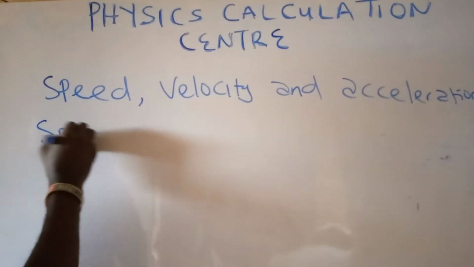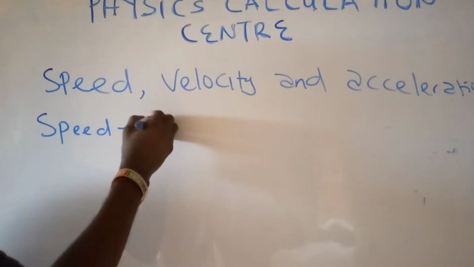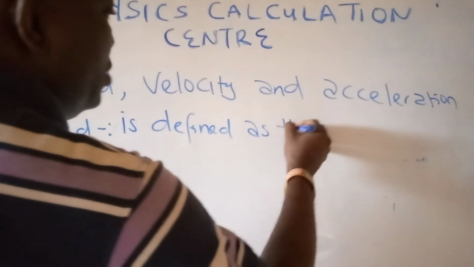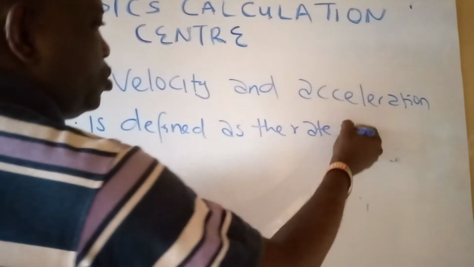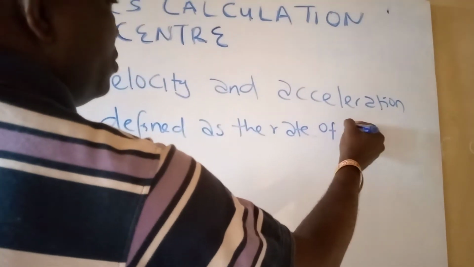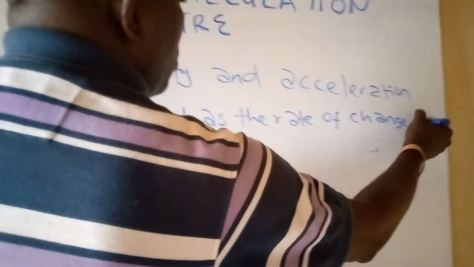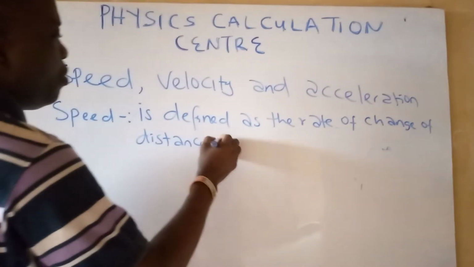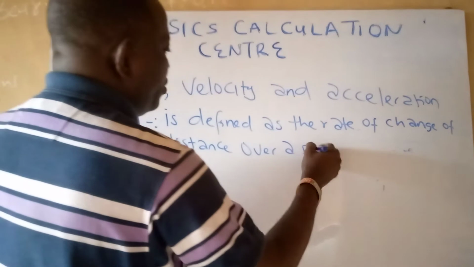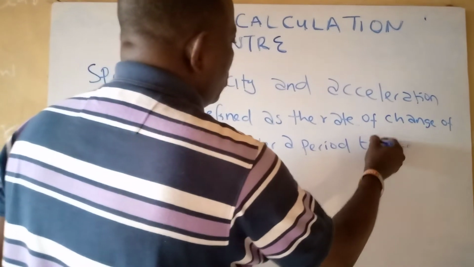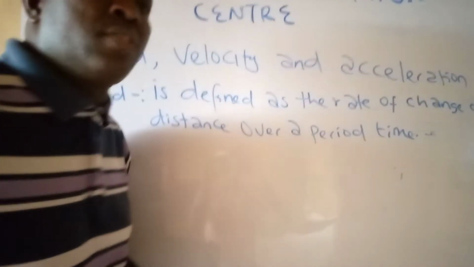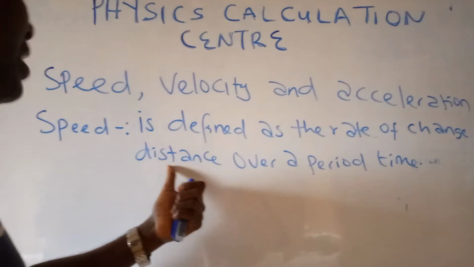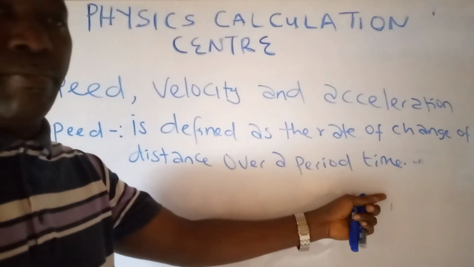Speed basically is defined as the rate of change of distance over a period of time. What does this imply? It means speed is calculated in terms of its distance and time.